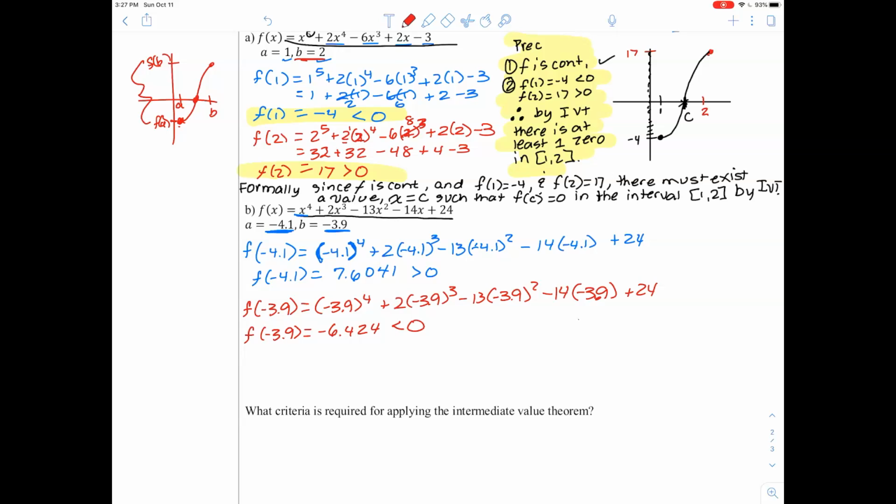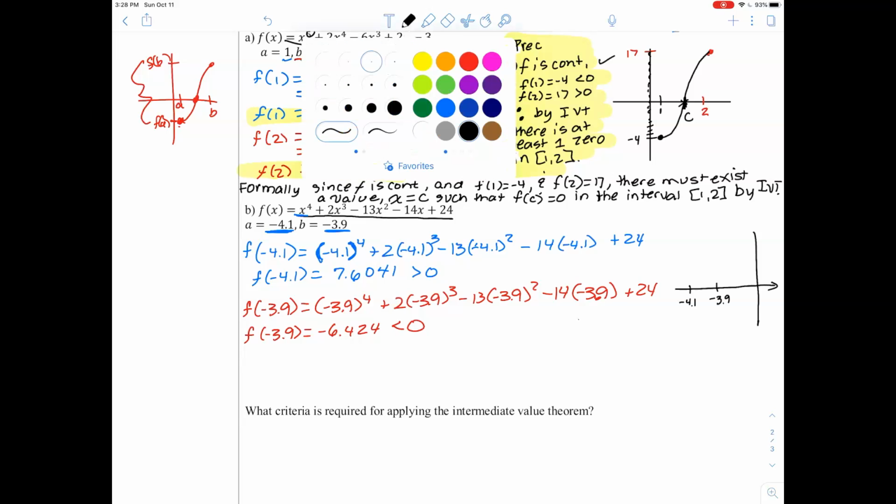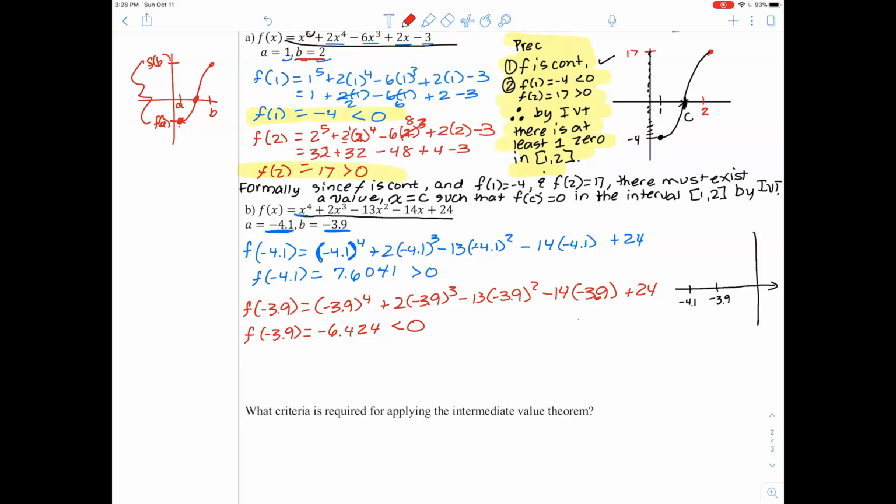And so if I were to graph those on a coordinate plane here, I'll just put negative 3.9 here and negative 4.1 here. It is definitely not drawn to scale, but the negative 3.9 produced negative 6.424. So that would be that value there. And negative 4.1 produced 7 point something, 7.6. That's good enough for us to get the idea.